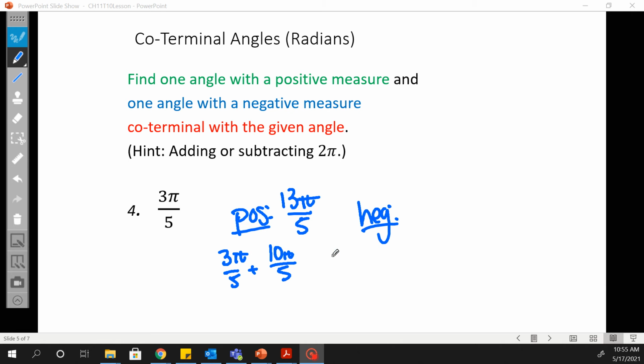Now for the negative, I would want to subtract 2 pi. So for the negative, I'm going to subtract 10 pi over 5. So 3 minus 10, that's negative 7 pi over 5. So I have a positive and a negative angle that are coterminal with 3 pi over 5.